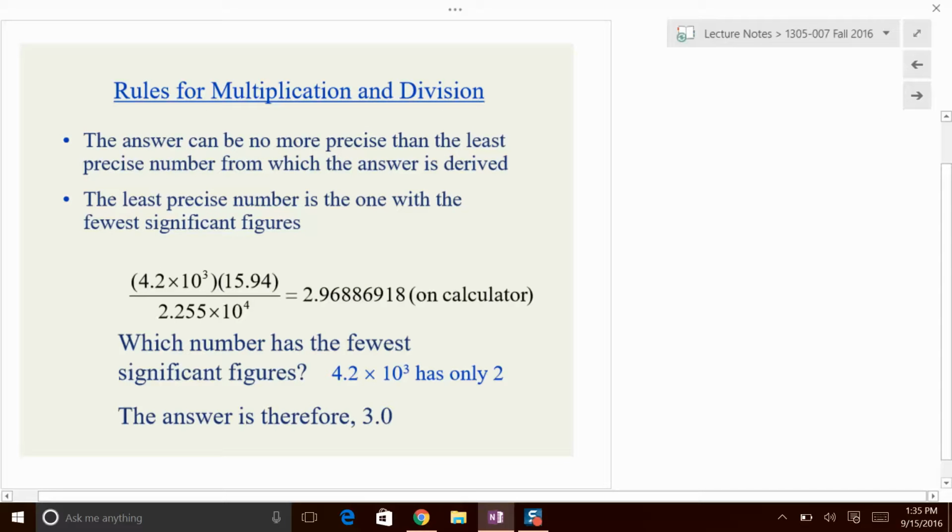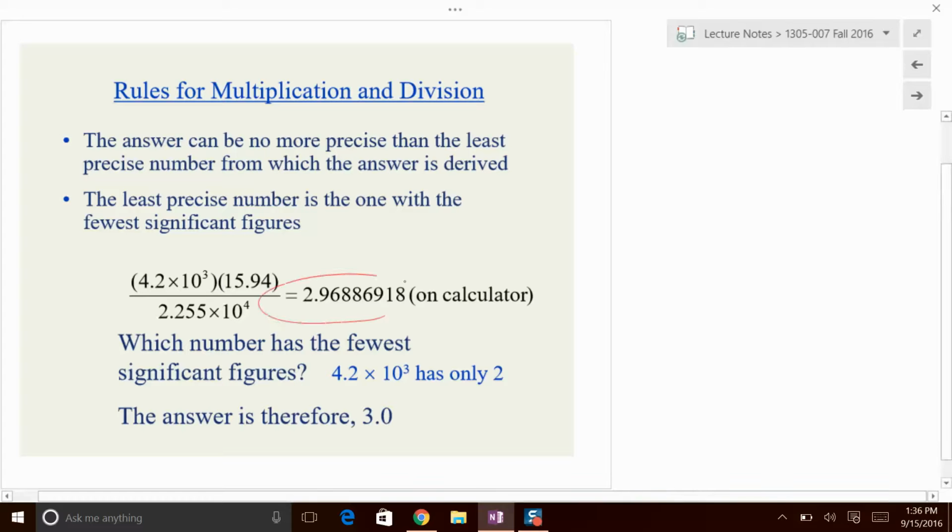Okay, so now for multiplication and division, it's a little easier. Because all I have to do is look at how many significant digits are in every number that I'm using in the calculation, and then ask myself, which one has the least? How many significant digits are here? How many? 2. How many here? 4. 4. So when I report my answer, okay, it needs to be to the one that has the least. This only has 2, right? These have 4. So my answer needs to be to 2 significant digits.